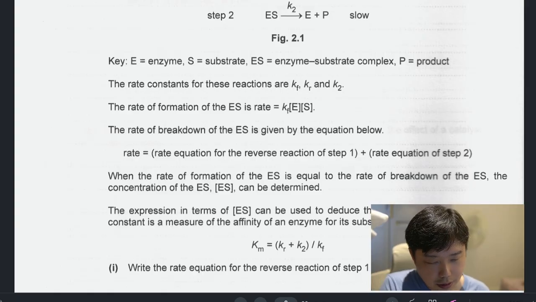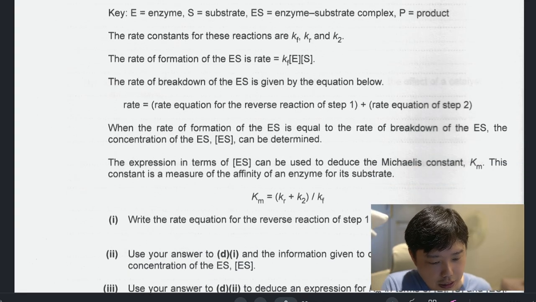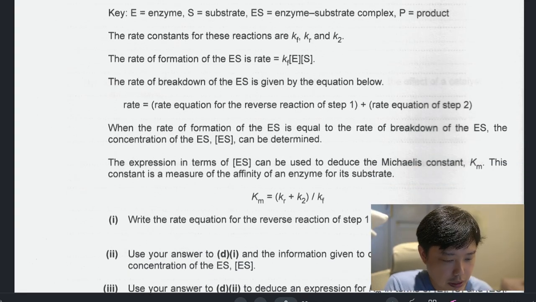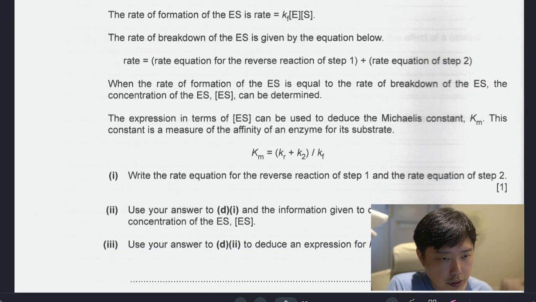Basically, I am not sure what they just said, but okay, so we just read it off. The expression in terms of ES concentration can be used to deduce the Michaelis constant Km. This constant is a measure of the affinity of an enzyme for its substrate. Okay, so they have given to us the expression there, K reverse plus K2 over Kf.